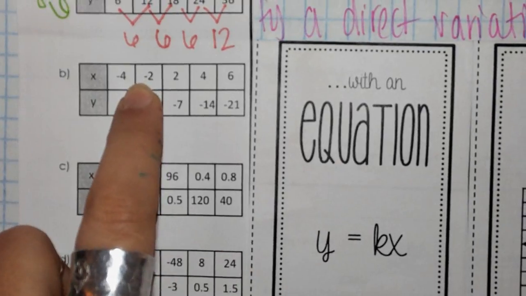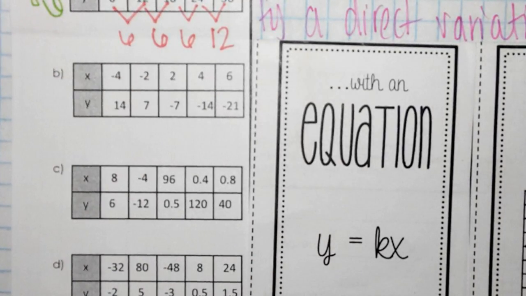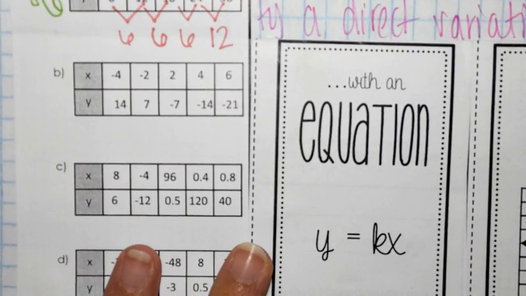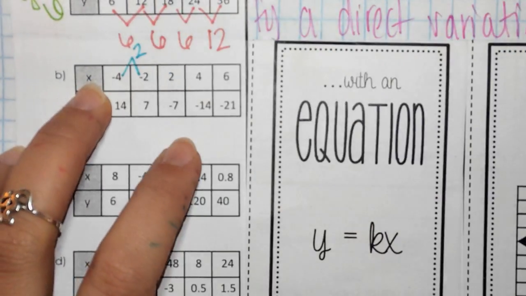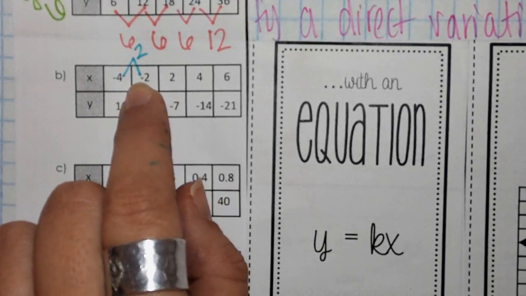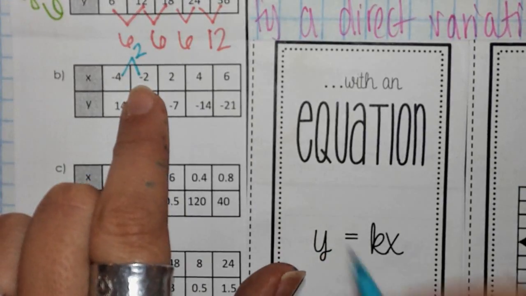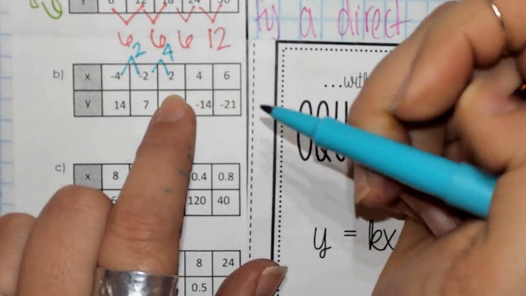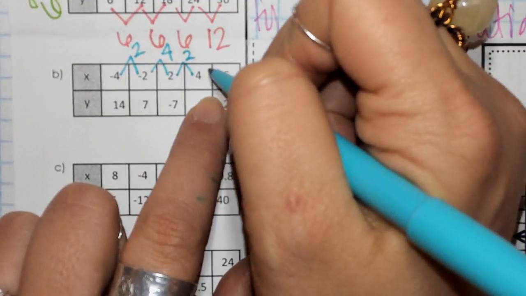Alright, so I want you to tell me what negative 2 minus a negative 4 is. Negative 2 minus a negative 4. Positive 2. Alright, what's 2 minus a negative 2? It is 4. Okay. What's 4 minus 2? What's 6 minus 4?